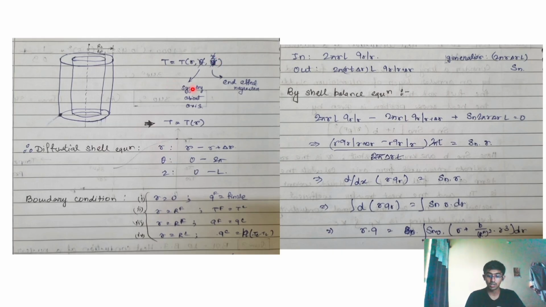We consider that the temperature of the differential cell will vary in the r direction, with r from r0 to rf and r cladding. For the differential cell, r varies from r to r plus delta, theta varies from 0 to 2 pi, and z varies from 0 to l. There are 4 boundary conditions we considered in that cell. For the shell balance, what is the actual area we are taking?